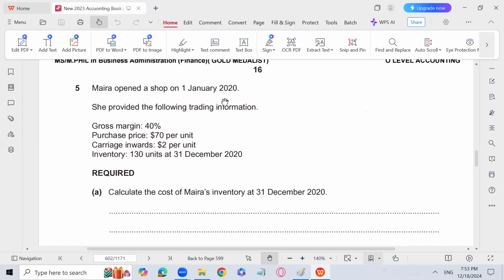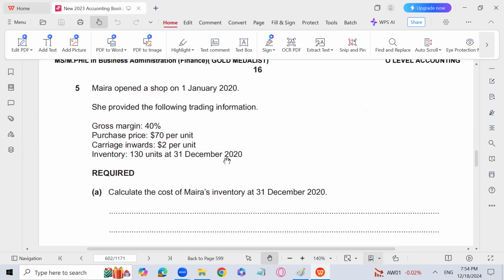Myra opened a shop on 1st January 2020. It means there will be no opening inventory, no opening trade receivable, no opening trade payable because the business has just started. She provided the following trading information: gross margin 40%, purchase price $70 per unit, carriage inward $2 per unit. Always remember that purchase price and carriage inward are interrelated. They are part of the cost of the unit, because on every unit purchased for $70, you have to pay carriage inward of $2. So the cost price of each unit is 72.